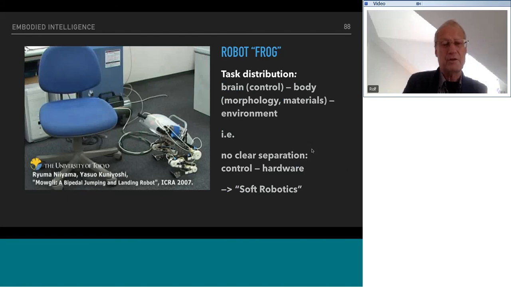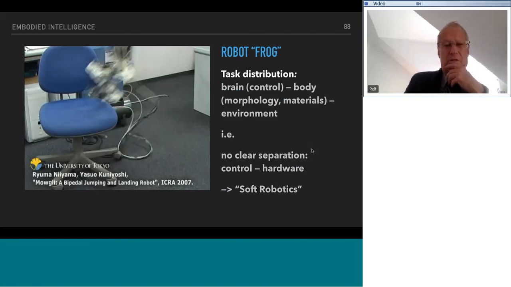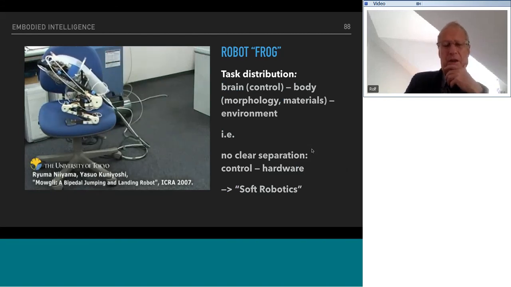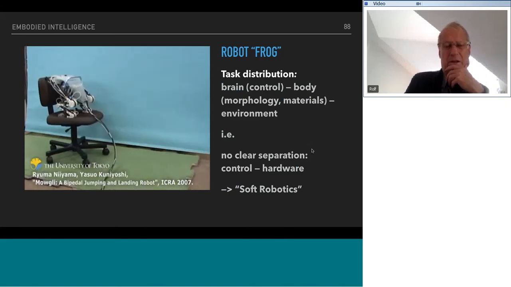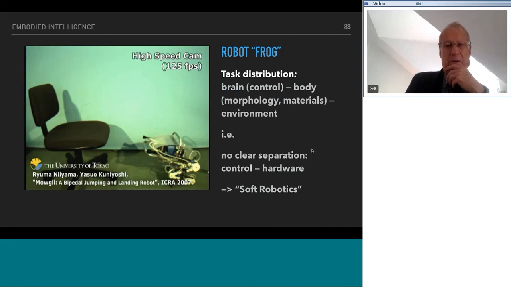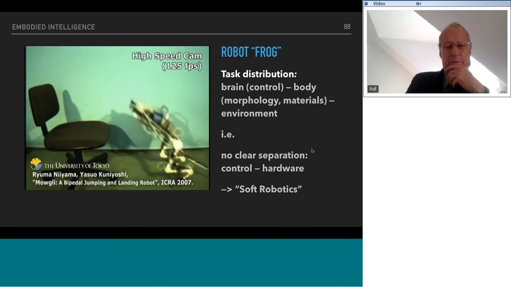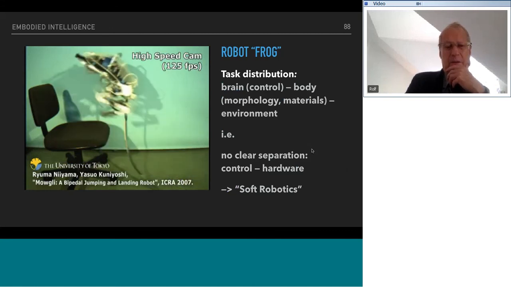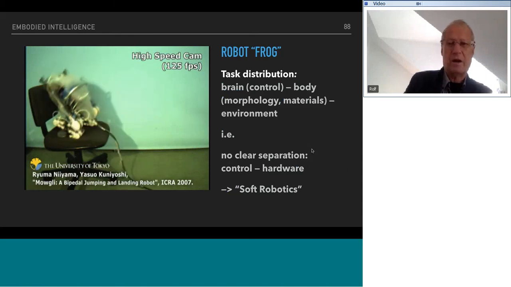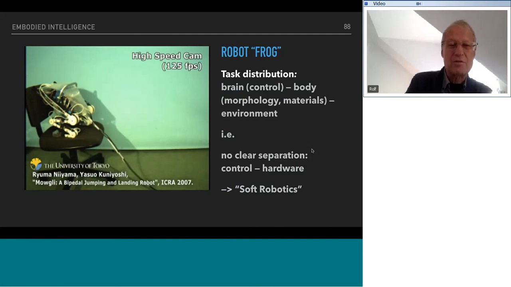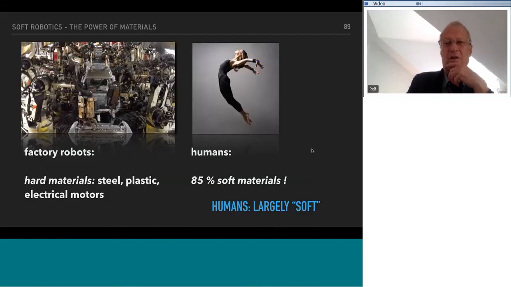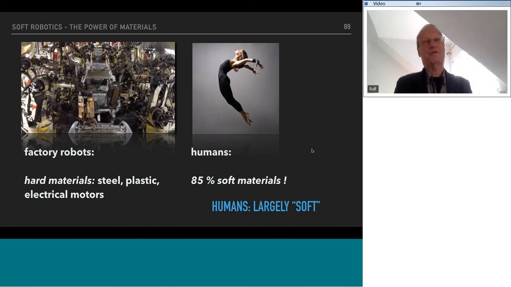Another beautiful example is this frog robot built by pneumatic actuators. Jumping. Now look at the slow motion. And now look at the damped oscillation here. That's not controlled, that's only the material properties of the pneumatic actuators as damped oscillation. Now, these are soft materials.